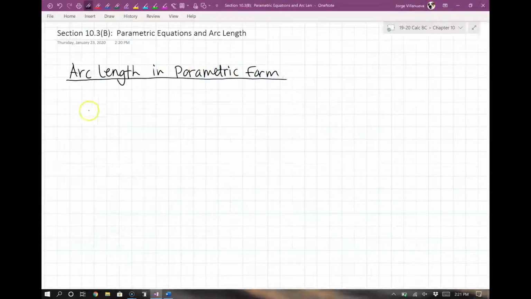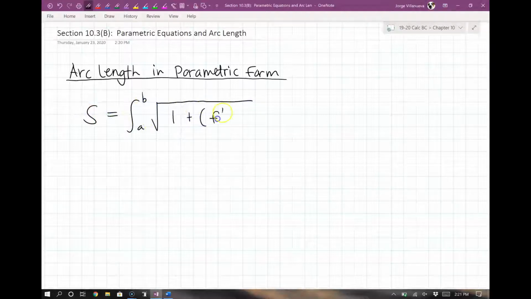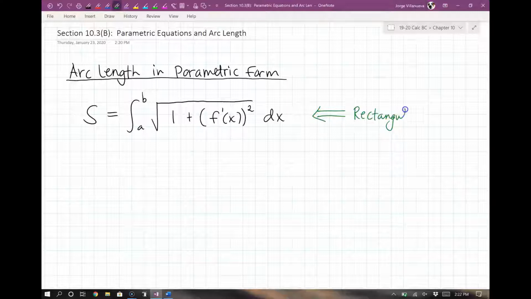So in rectangular form, we had this, s equal to the integral from a to b of the square root of 1 plus f prime of x quantity squared dx. So that's the way it was before in rectangular form. So I'll kind of put that right here. This is rectangular form. Rectangular meaning normal, usually the way we write stuff, you know, y equals mx plus b, that type of stuff.